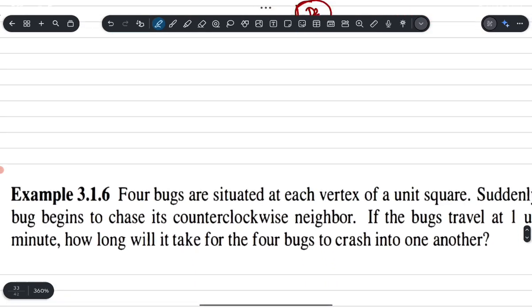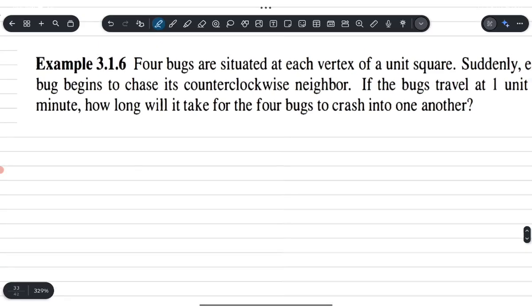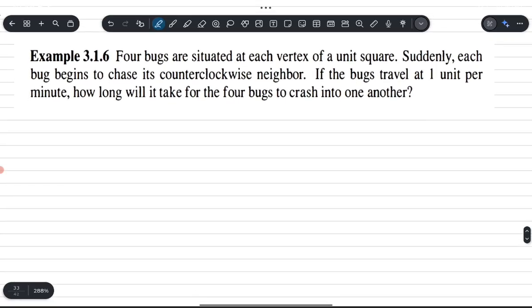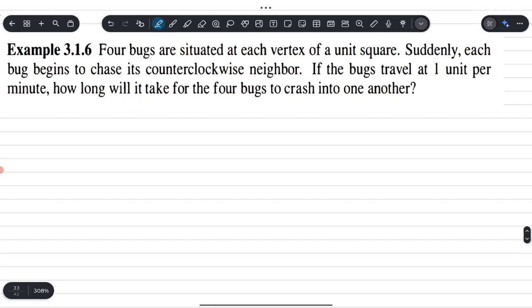Yes. Now coming to one more problem, which is more of a physics problem, but it may appear like it was provided in a maths book. So let's just solve this. We're provided with 4 bugs, which are situated at each vertex of a unit square. Now, suddenly, each bug begins to chase its counterclockwise neighbor. If the bug travels at 1 unit per minute, how long will it take for the 4 bugs to crash into one another?